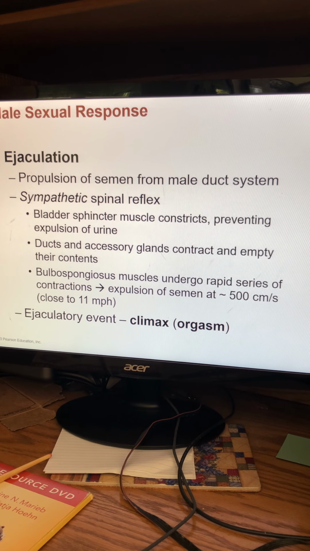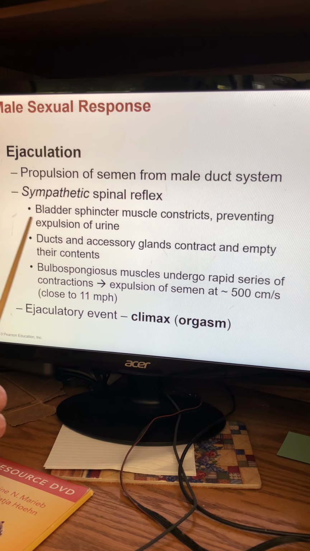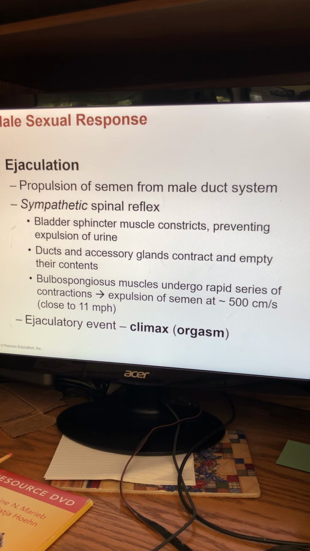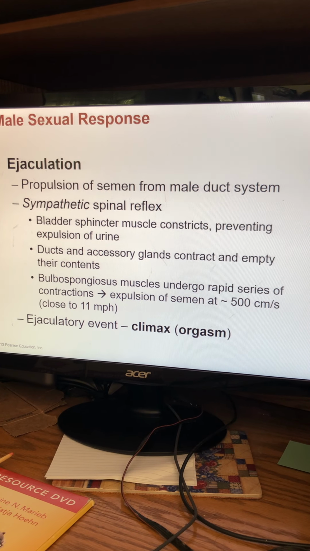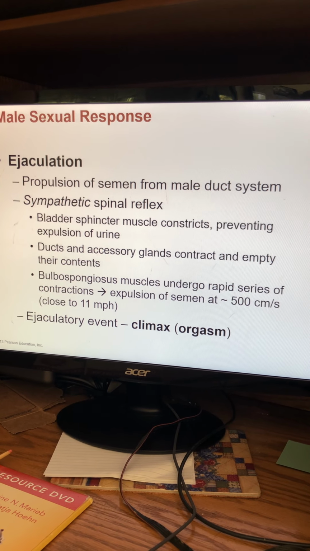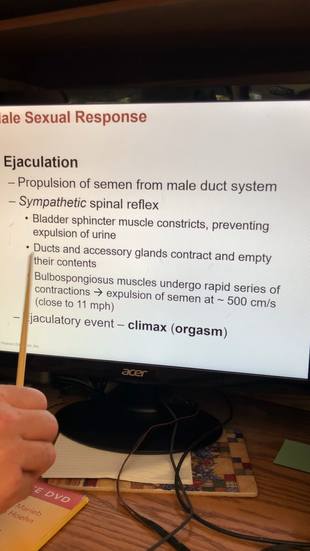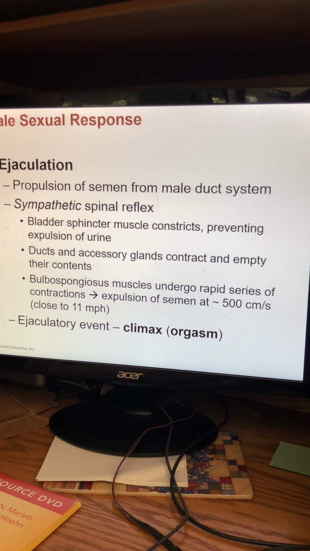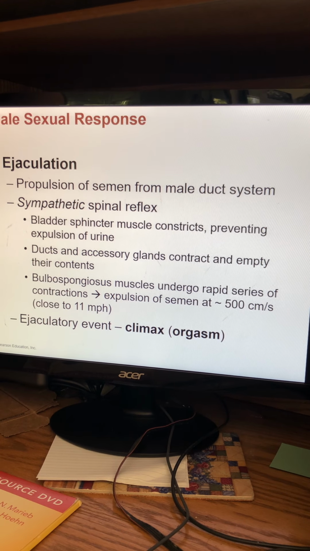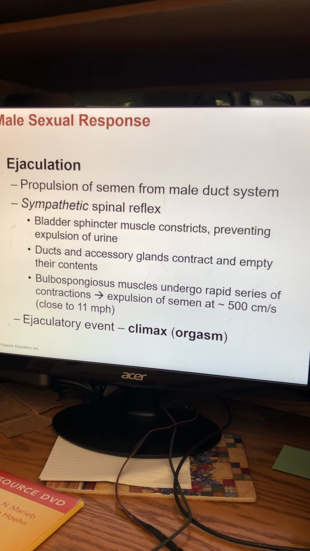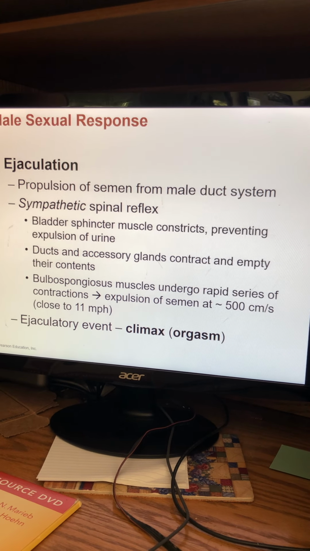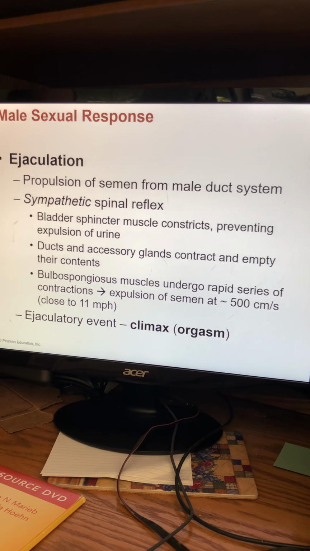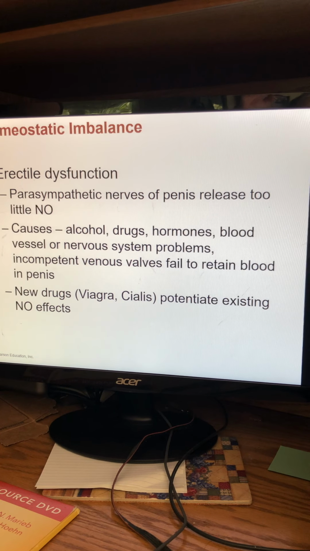During ejaculation, a bunch of things are going to happen. One, the bladder sphincter muscles will constrict so that you're not peeing at the same time that you're ejaculating. All of the ducts and accessory glands will contract and empty their contents. And if you do the math here, expulsion of semen is at approximately 500 centimeters per second, which is close to 11 miles an hour. When that happens, that is called ejaculation, a climax, an orgasm, and anything that you want to call it. And so all of those things are going to happen at the same time.